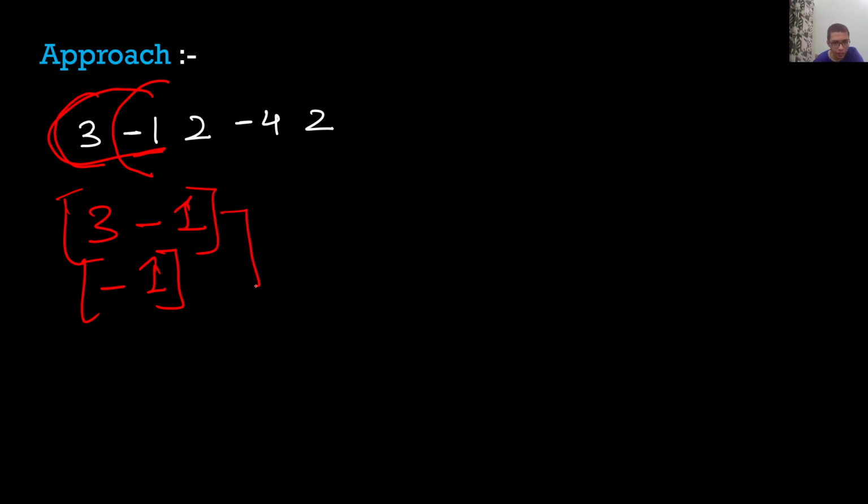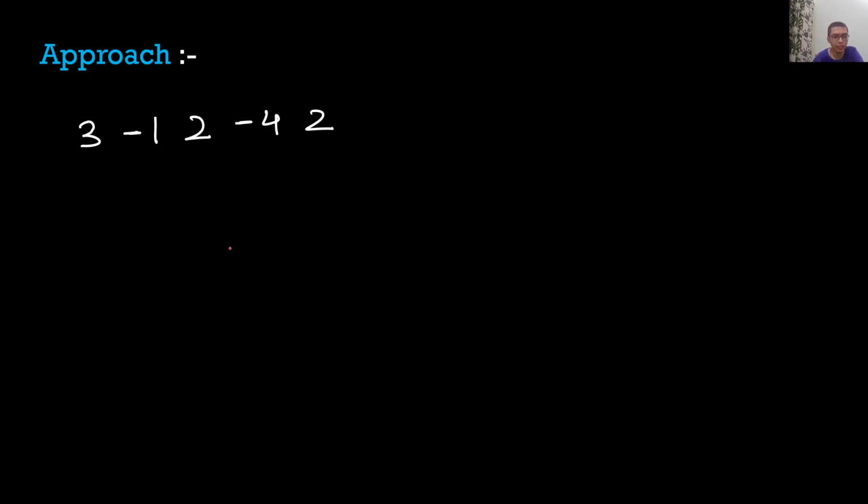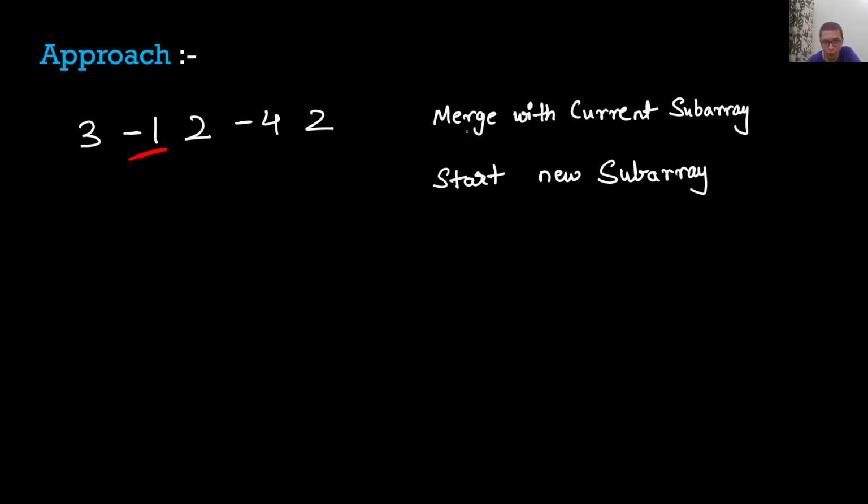Now, whichever out of these two subarrays is able to make a larger sum, we will go on with that subarray. So in the first case, 3 minus 1 is able to make a sum 2 and only -1 is able to make a sum -1. So we'll go on with the larger subarray, which is 3 minus 1, right? So for this -1, I'll have two choices, either to merge it with the current subarray or to start a new subarray from this point, right? And similarly, I'll go on with the next element. And again, for this element, I'll have these two choices.